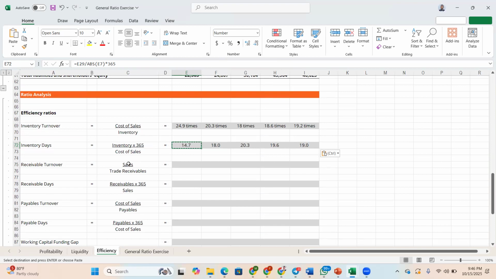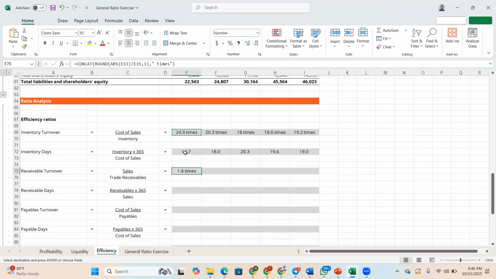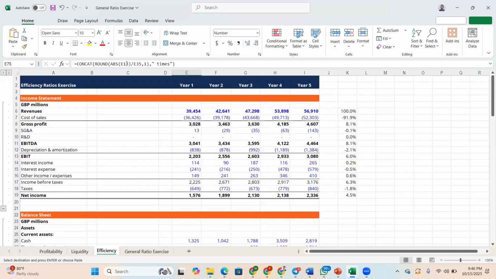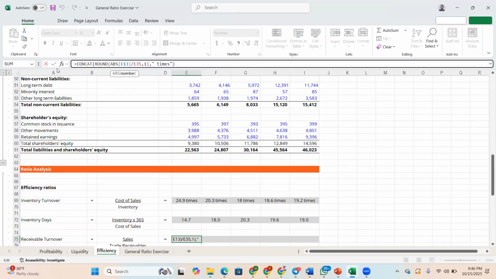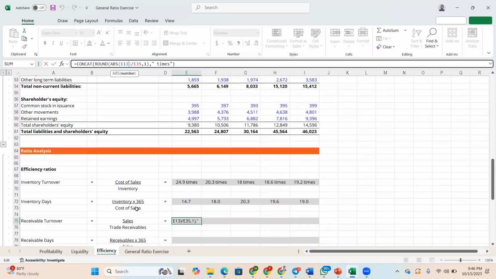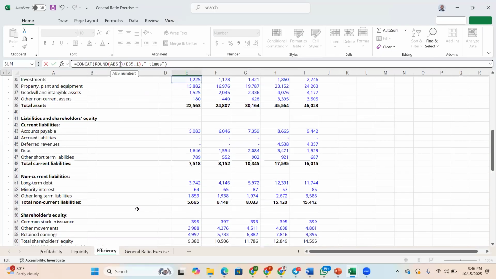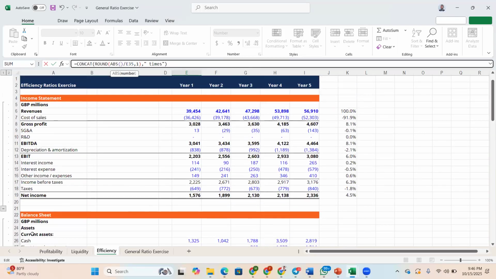Your receivables turnover. So I think I will just change this. I'll use this same formula, but I'll change it. Receivables turnover is sales over receivables. So your sales figure is revenue, which is this. You don't need the absolute again, since revenue is positive. But you can still use it the same way.